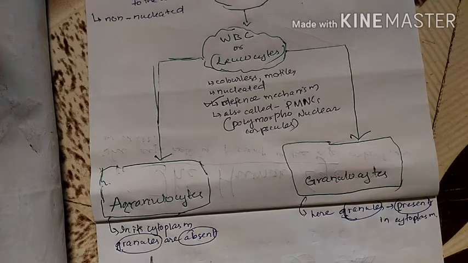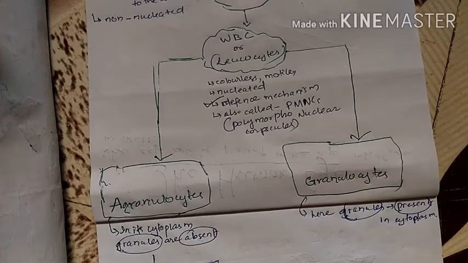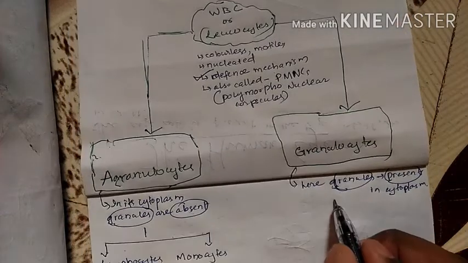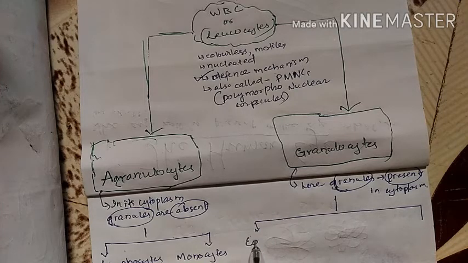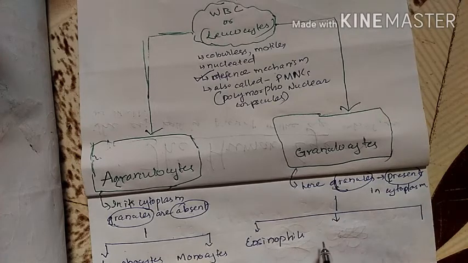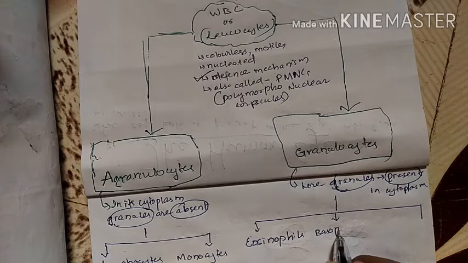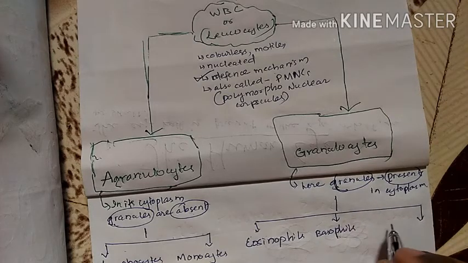Now we'll see the types of agranulocytes and granulocytes. There are two types of agranulocytes and three types of granulocytes. In agranulocytes, the first one is lymphocytes, the second one is monocytes. Under granulocytes, the first one is eosinophils, next is basophils, and the next one is neutrophils.